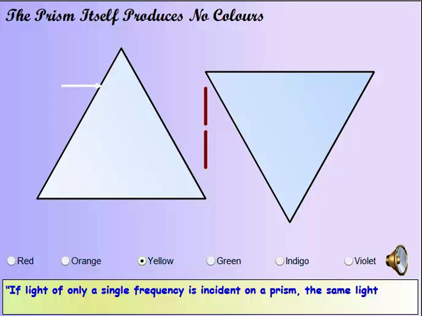If we pass white light through the first prism, it splits into the 7 distinct colors. Now, if we have a thin slit where only one of the colors can pass through, then only that color will be incident on the adjacent prism. It is noticed that the light emerging from the second prism is the same as the light that was incident on the second prism. This shows that the prism itself produces no light.